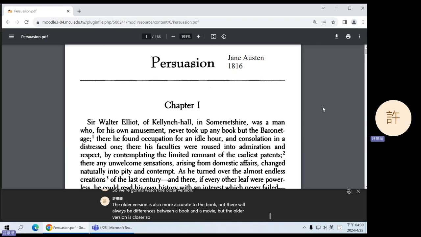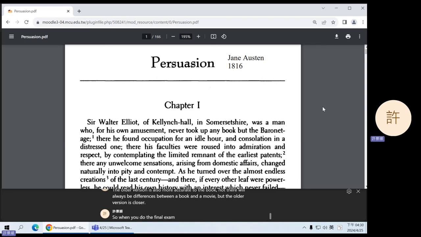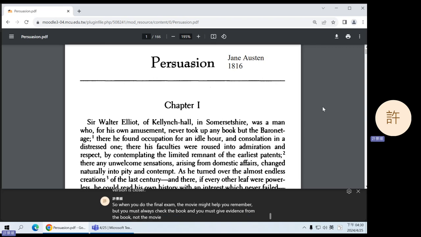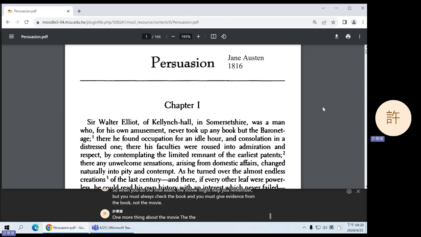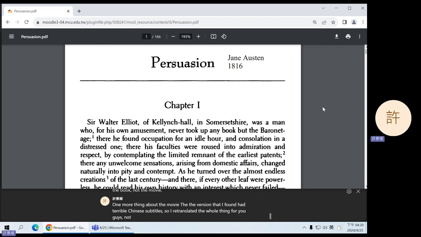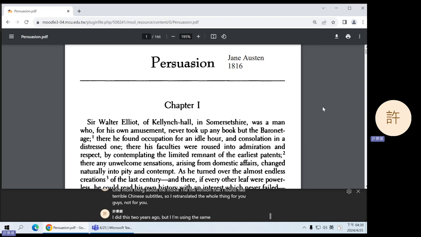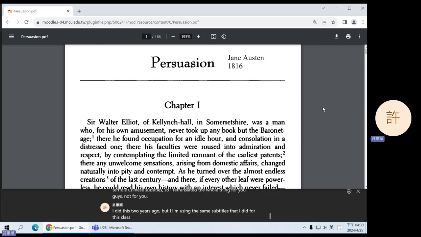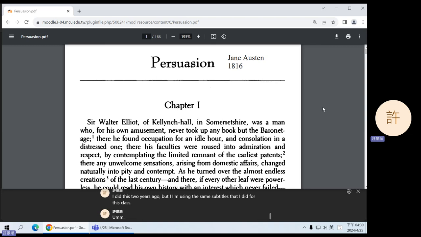So when you do the final exam, the movie might help you remember, but you must always check the book and you must give evidence from the book, not the movie. One more thing about the movie, the version that I found had terrible Chinese subtitles, so I retranslated the whole thing. Not for you, I did this 2 years ago, but I'm using the same subtitles that I did for this class. So if you want to pay me for my work, I would welcome that. You can pay me by doing better on the final exam.